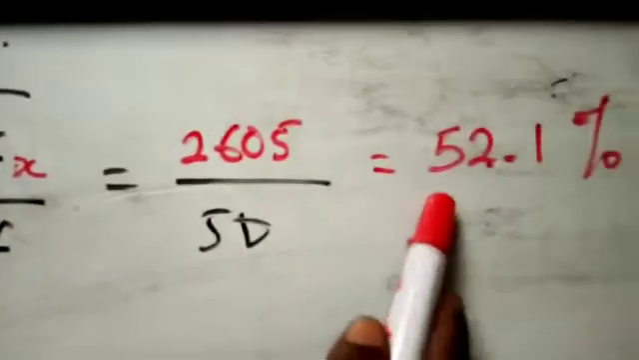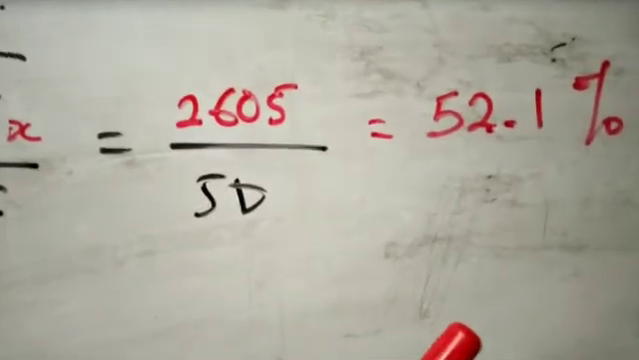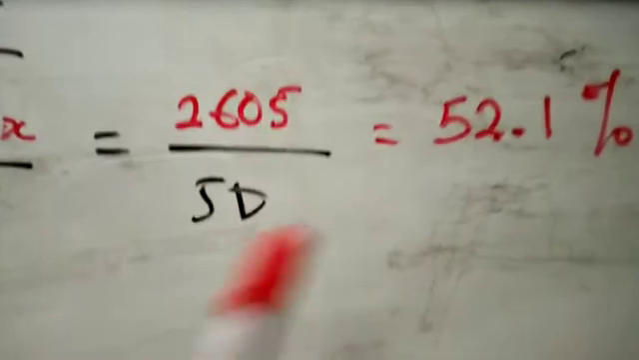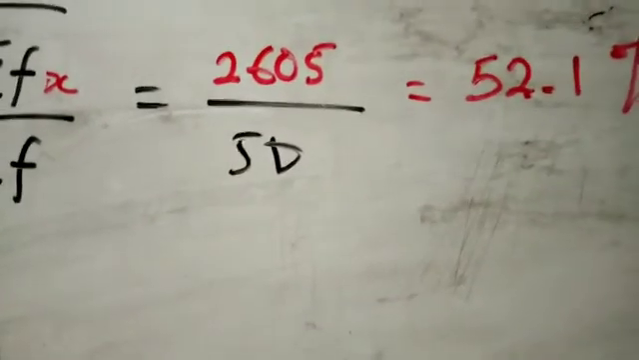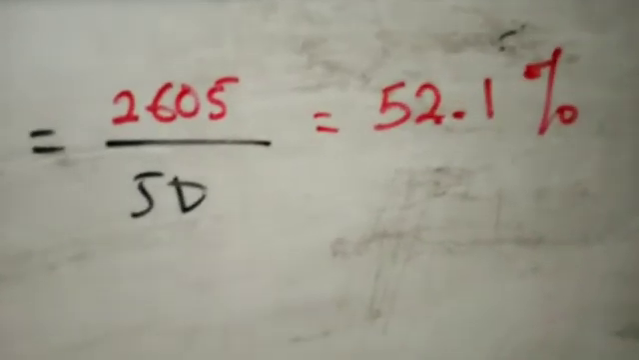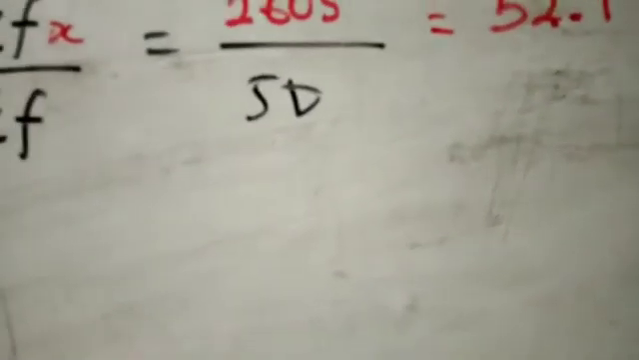That should give you 52.1. You divide that by that, and it should be 52.1%. The reason why it is a percent is that the marks are in percentage. So this is how simply you should solve this type of question on a histogram.